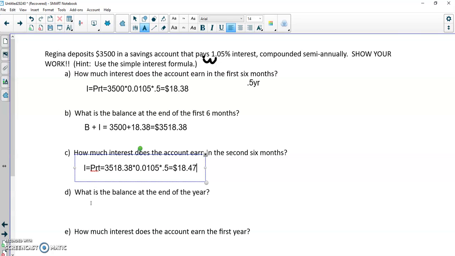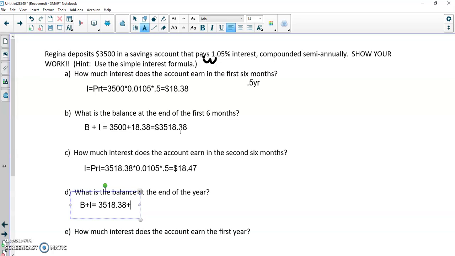So part D, what is the balance at the end of the year? Again, the balance at the end of the year here, we're going to take the balance that we started off with and we're going to add in the interest that we earned, that the bank gave us. So remember, my balance was not that $3,500, it was that $3,518.38.